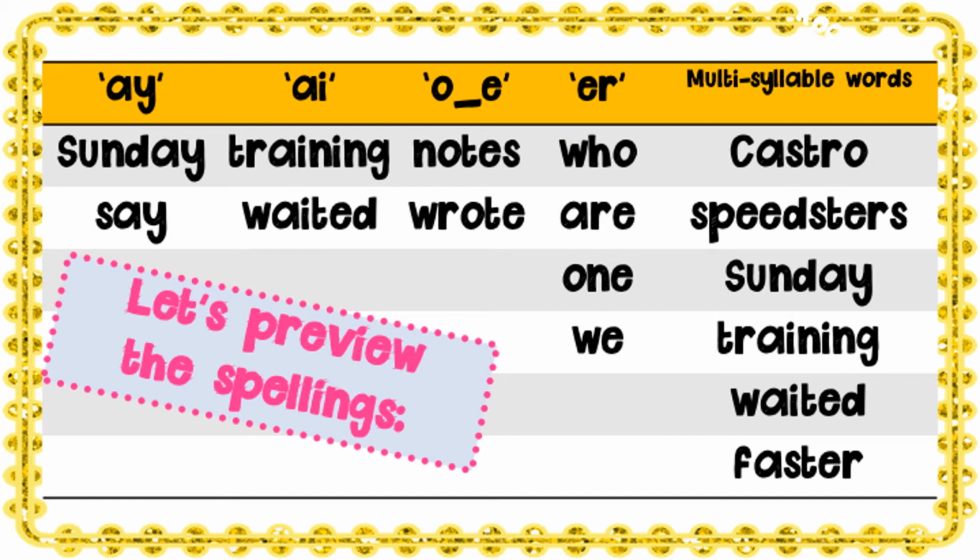Sunday's capitalized again. It's a day of the week. Training, weighted, and faster. Now look at weighted. Weighted, it's happening in the past because it has ed at the end of it. Faster, you're comparing two things. So if something is faster than something else, you're comparing it to another thing.